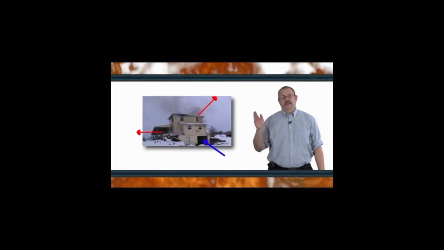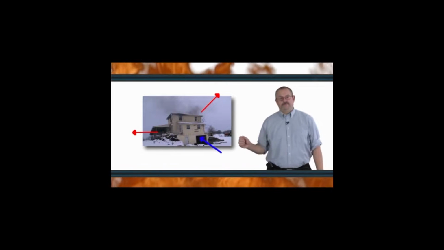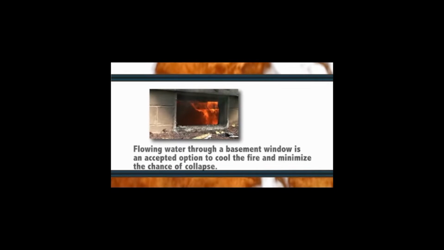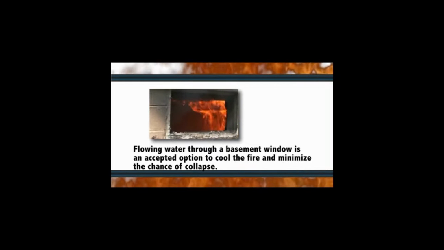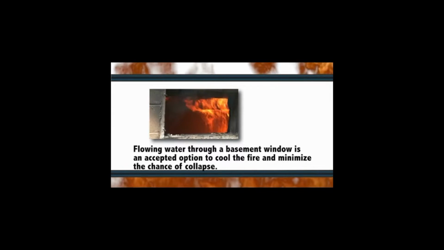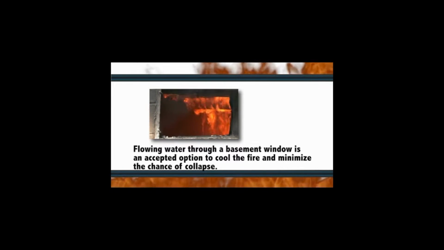They're in between where the fire is and where the fire wants to go, and that's a very hazardous place to be. Flowing water through a window was something that was very taboo years ago. But now it's acceptable to reduce the temperature in the basement, reduce the chance of a collapse, and then find a way down. Basement fires are a very dangerous situation.